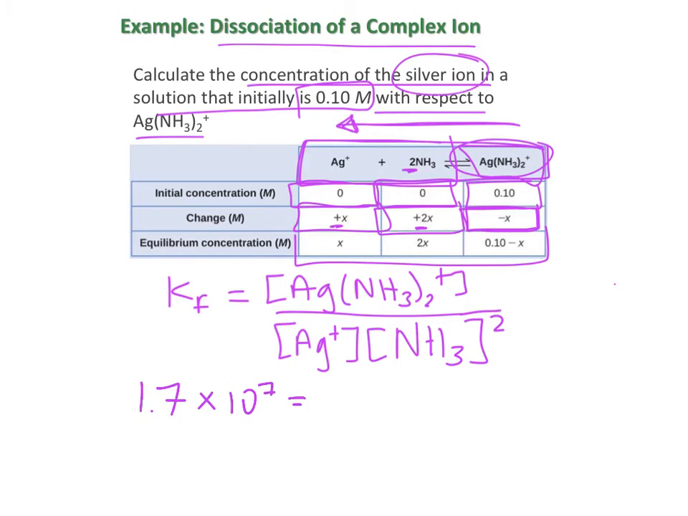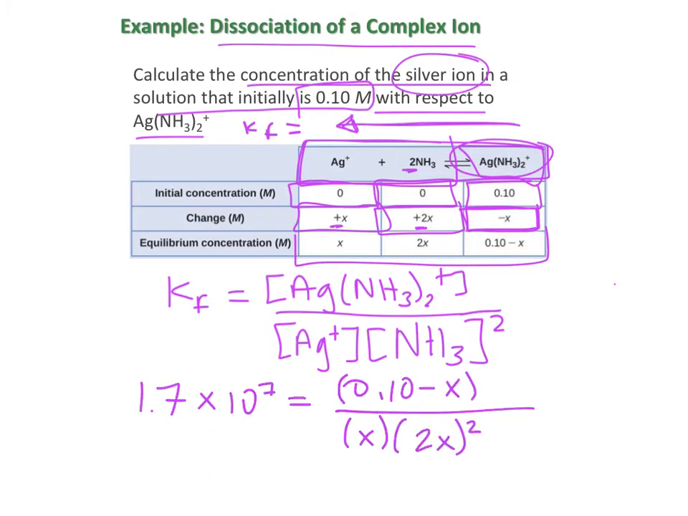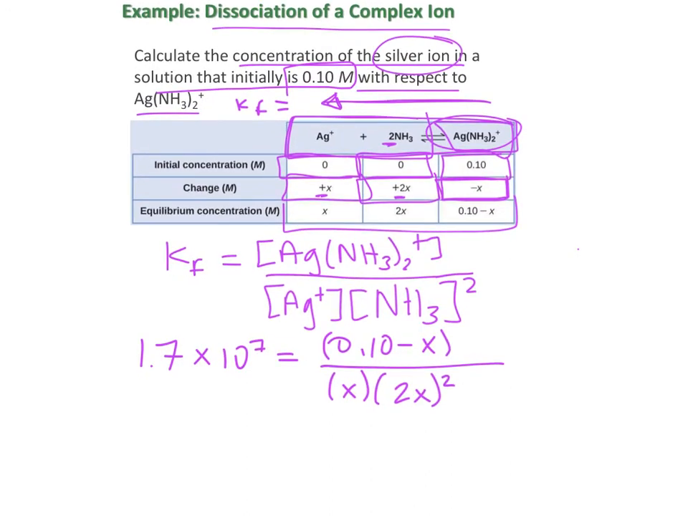This can be found on that table we were talking about, and also usually I would just give it, I just forgot to include it in here, but usually I would say your Kf is equal to blah blah blah. So that's what our Kf is equal to, and then we can plug everything else in. So for AgNH3, our complex ion, we have 0.10 minus x over x for our silver ion, and then 2x squared for our ammonia ligands.